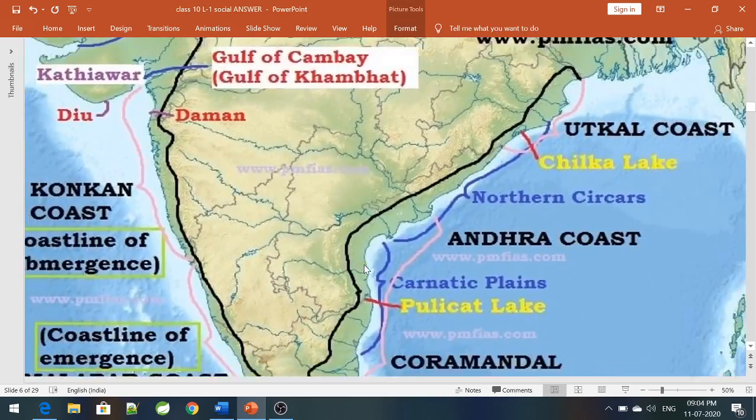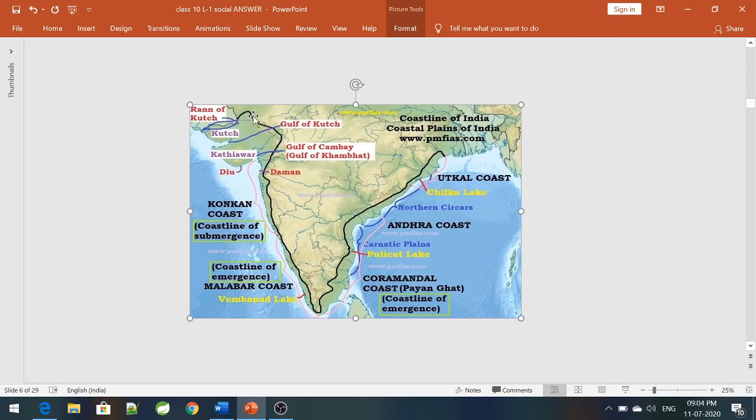See here, all the parts of Peninsular India are coast. See, this is the Utkal coast, Andhra coast, Coromandel coast, Malabar coast, Konkan coast, and see, this is the Rann of Kutch, Gulf of Kutch, and Gulf of Cambay. And here is the Gulf of Mannar. And these are the Northern Circars. Here is Pulicat Lake.